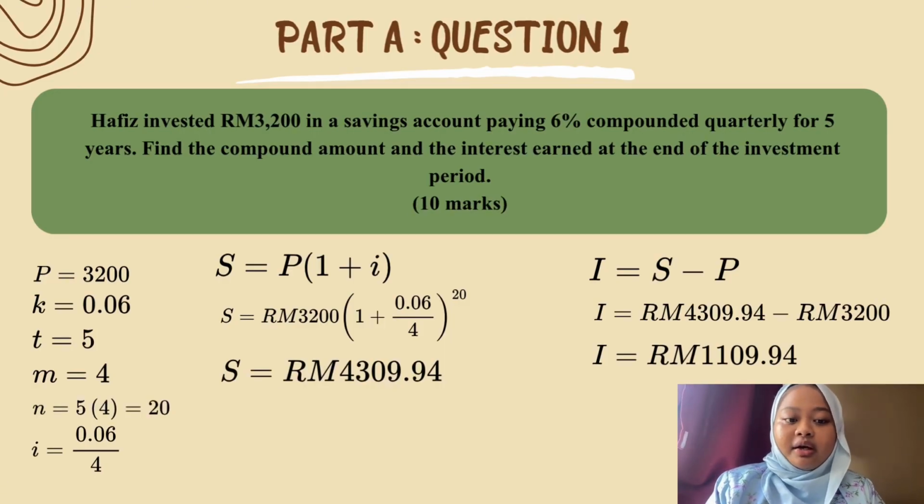RM 3,200 in a savings account paying 6% compounded quarterly for 5 years. Find the compound amount and the interest earned at the end of the investment period.